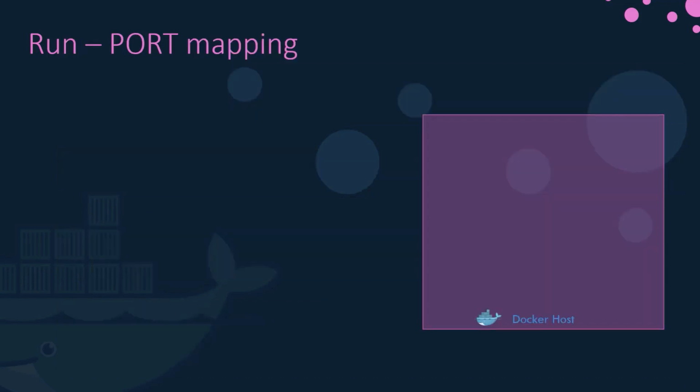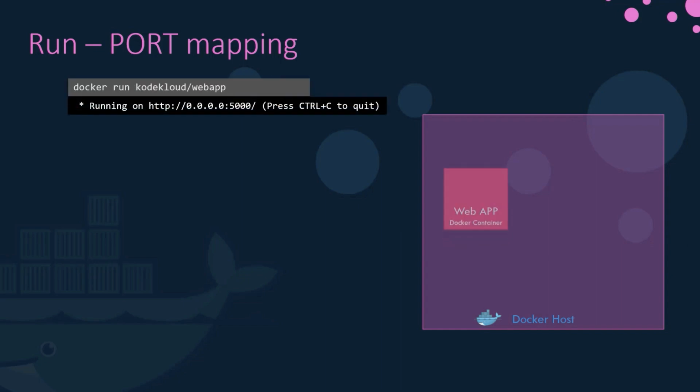Let's go back to the example where we run a simple web application in a Docker container on my Docker host. Remember, the underlying host where Docker is installed is called Docker host or Docker engine. When we run a containerized web application, it runs and we are able to see that the server is running. But how does a user access my application? As you can see, my application is listening on port 5000. So I could access my application by using port 5000.